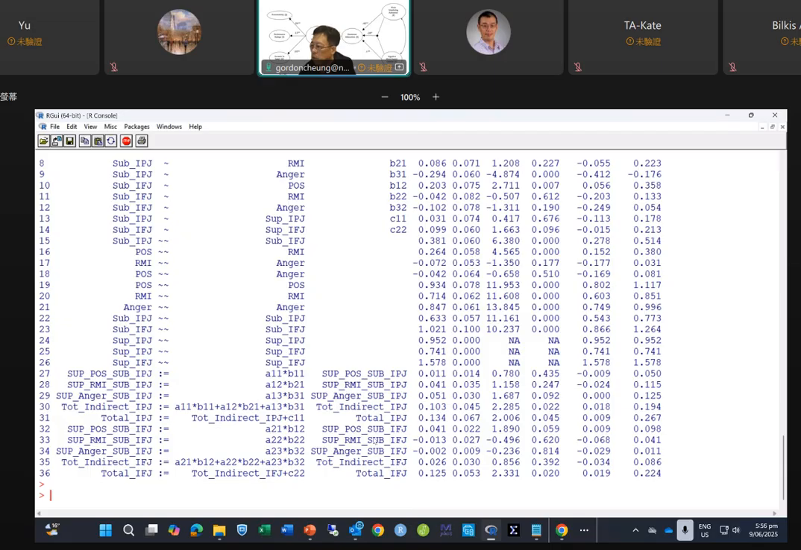Now, let me go to this one. Supervisor through POS to subordinate informational justice. Again, it is significant if we use bootstrapping. If you use the Sobel test, you can see that it is not significant. Okay. The other three are not significant. The last total effect is significant.